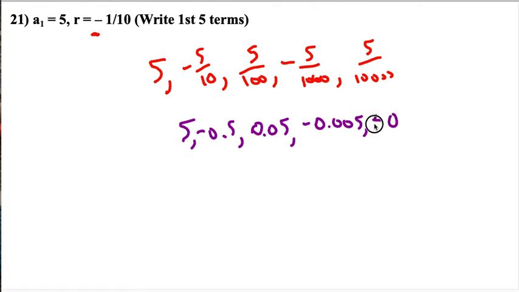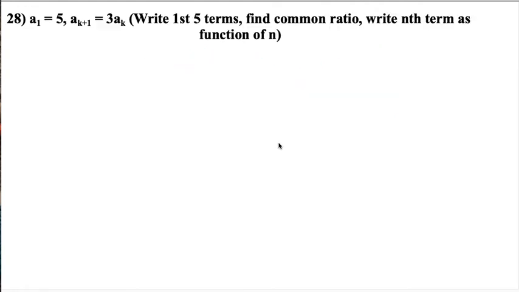Oops, that should be positive, let's just get rid of that. Clean that up a little bit. 0.00 tenths, hundredths, thousandths, 10,000ths, and there we are. So there's a couple different ways to write it, but either way we're good.